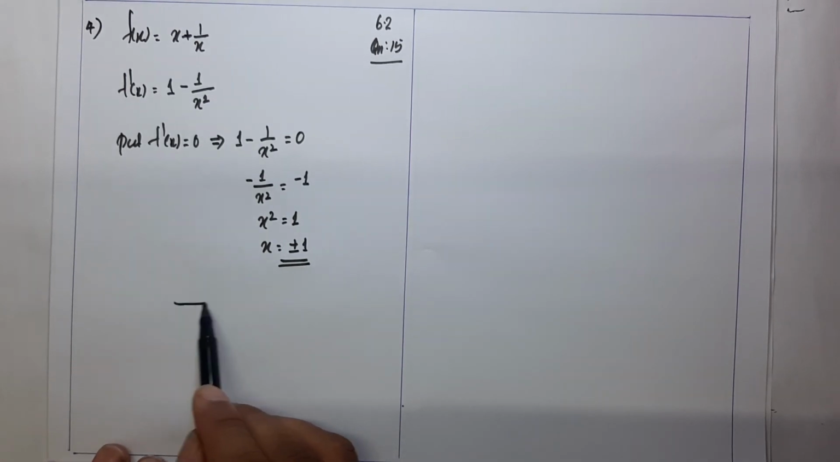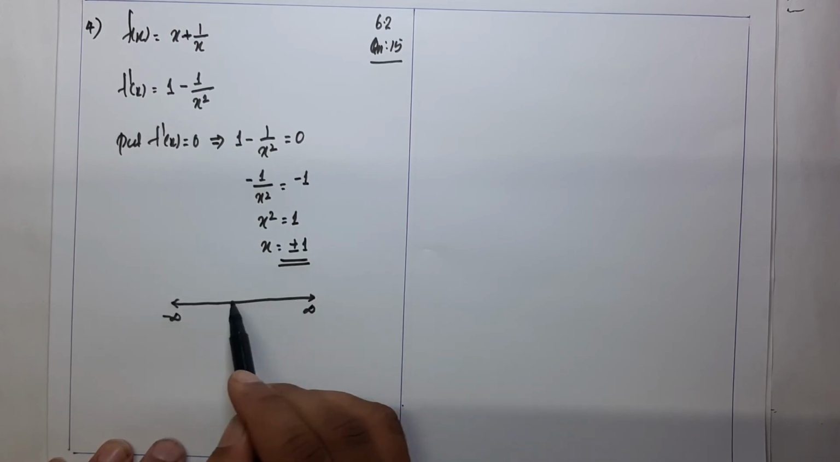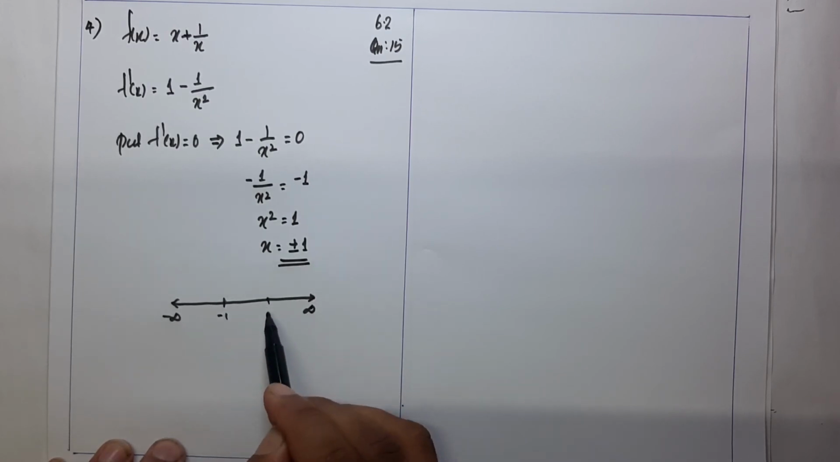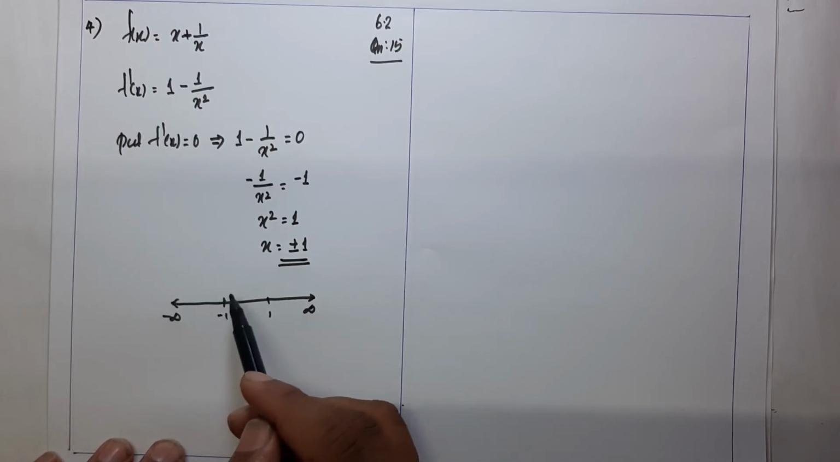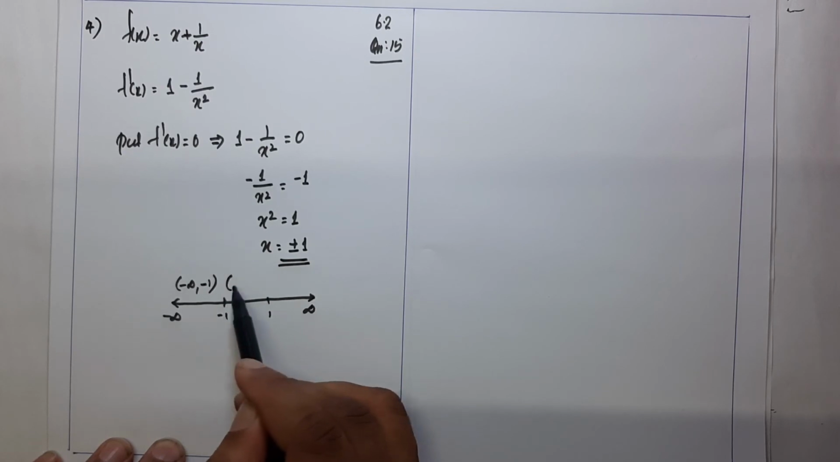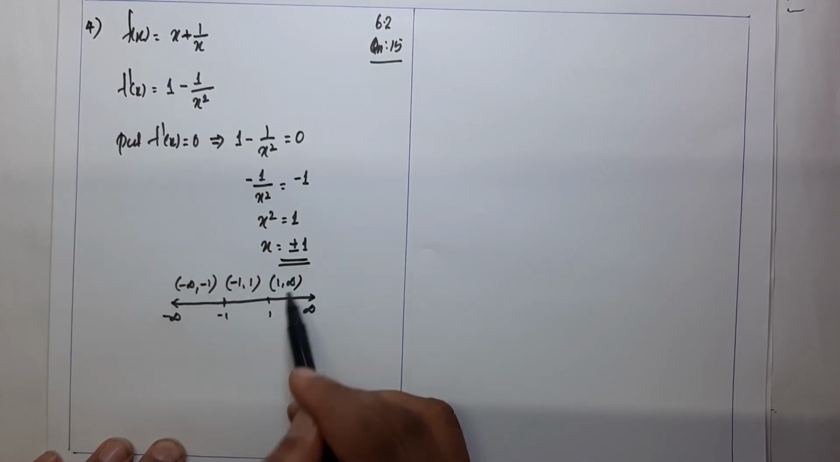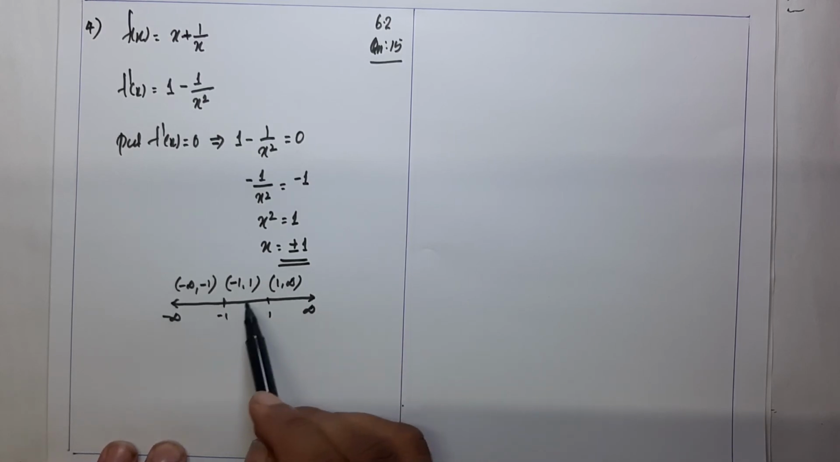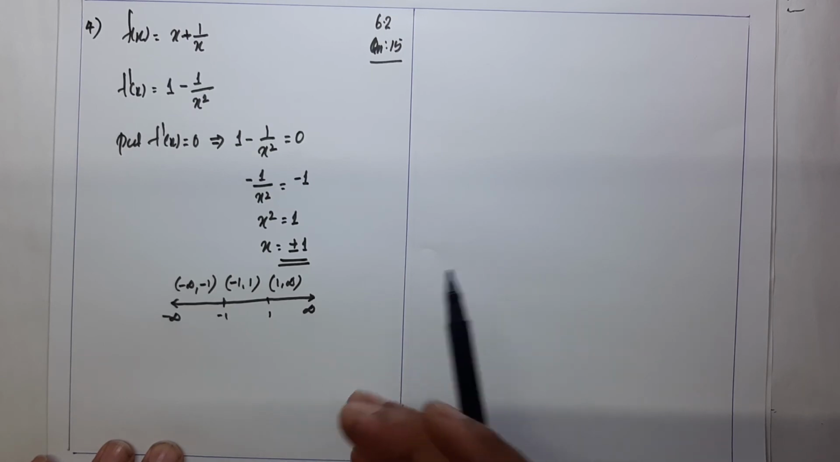Now we plot these points on a real line, that is minus infinity to plus infinity, and the points are minus 1 and plus 1. Now our question says that I is any interval disjoint from minus 1, 1. That means there exist 3 interval parts. Our first part is minus infinity to minus 1. Second part is minus 1 to plus 1, and third part is 1 to infinity. Here I means disjoint from minus 1, 1.